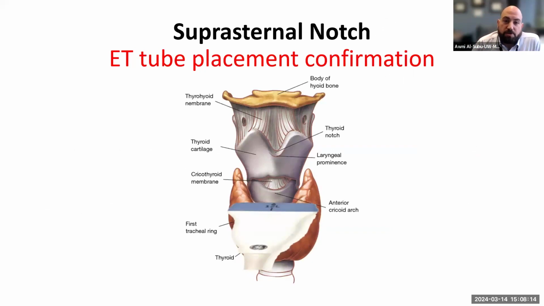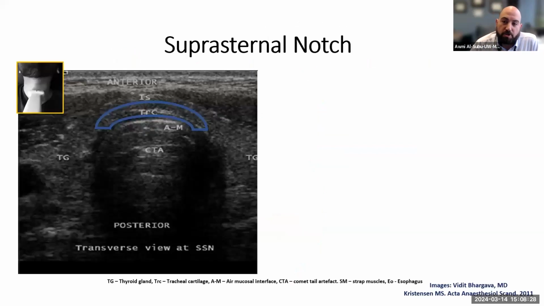So we'll start with the suprasternal notch, which again is used for ET tube placement confirmation. For this one, you will use the high-frequency linear probe, and you want to obtain a transverse scan just cranial to the suprasternal notch. And what you will see with this scan is the picture where the probe is placed here.